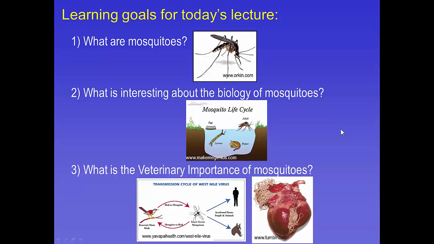And that concludes learning goal number 2, what is interesting about the biology of mosquitoes. Please continue to learning goal number 3, and we will discuss the veterinary importance of mosquitoes.